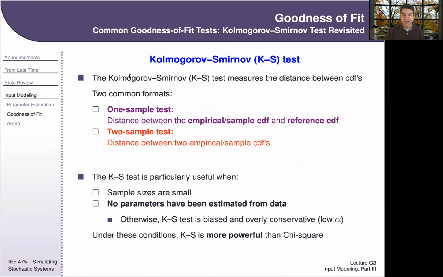In general, the KS test is a way to measure the distance between empirical CDFs and reference CDFs, or the difference between two empirical CDFs. So if I have two data sets and I want to test whether they came from the same distribution, I can use a KS test for that as well. It's particularly useful when sample sizes are small and when no parameters have been estimated. You can use it in some special cases when parameters have been estimated, but in general, if parameters have been estimated, it's not a good test to use. It is generally more powerful than the chi-squared test. The good thing is you can use it with little data. The bad thing is it doesn't perform well with large data.